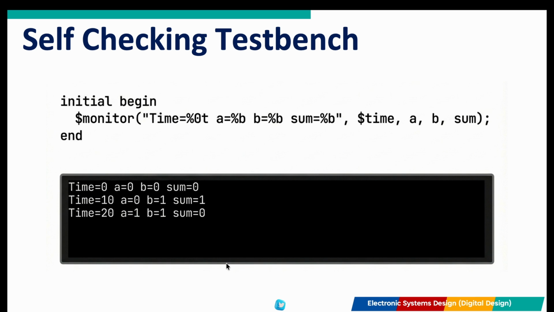An assertion is an automated runtime check embedded in your code. If a condition fails, for example, if a state machine enters an illegal state, the simulator immediately throws a fatal error, giving you instant bug detection.